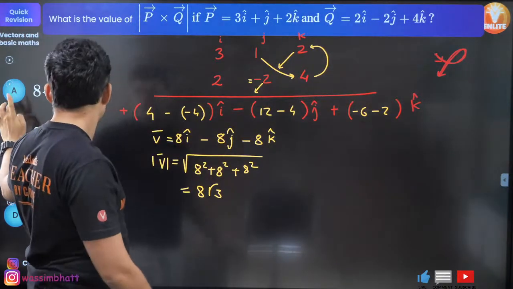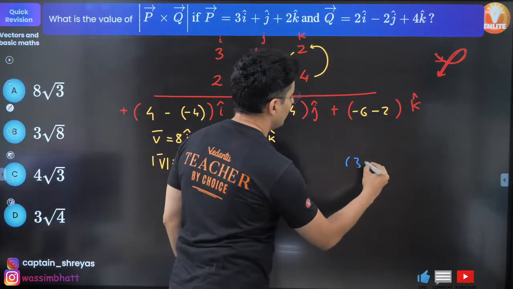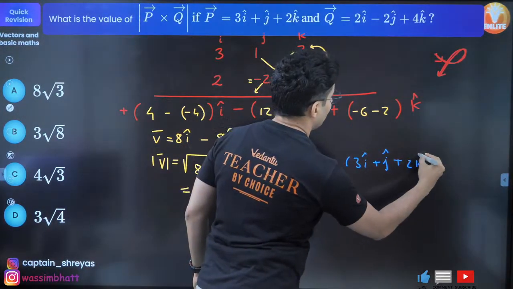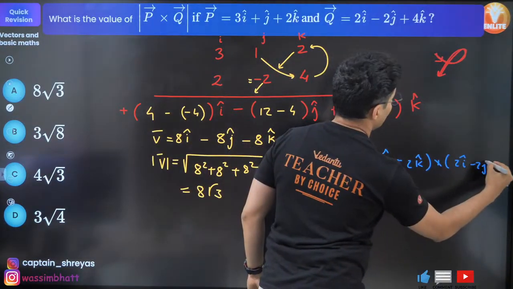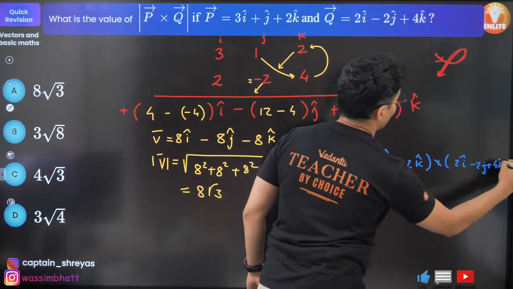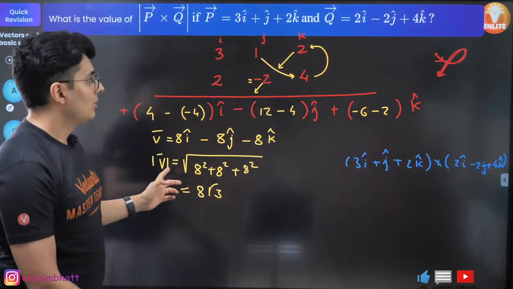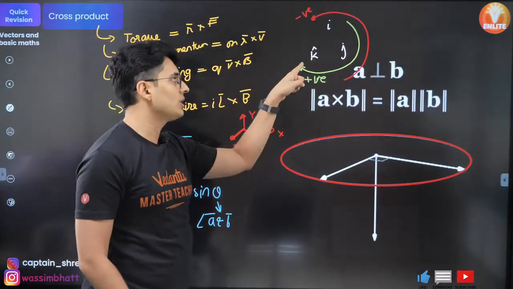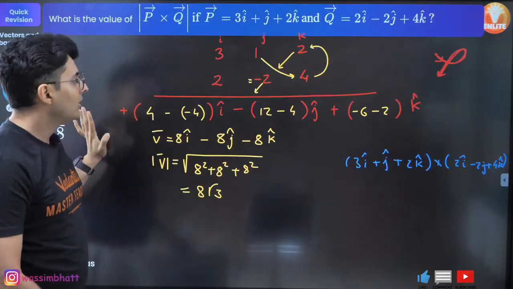One way was you actually sit and expand. You write (3i + j + 2k) cross (2i - 2j + 4k). You can sit and expand this, cross this, cross this. Then you use my circle of life rule: i cross j is k, j cross k is i. Very lengthy procedure. Instead, I told you there is a very simple way.